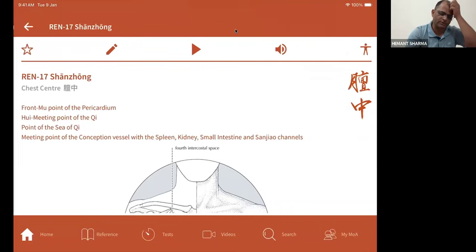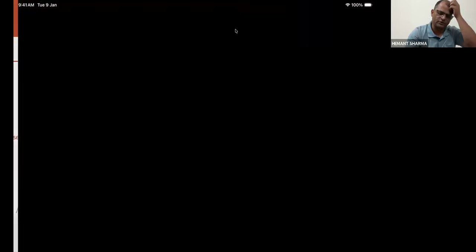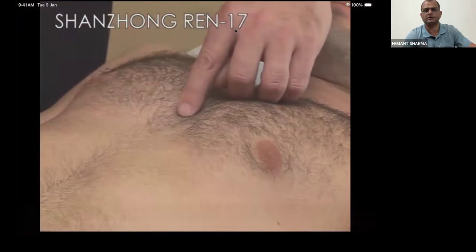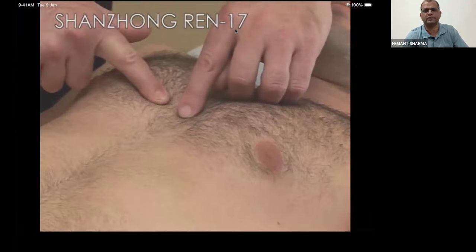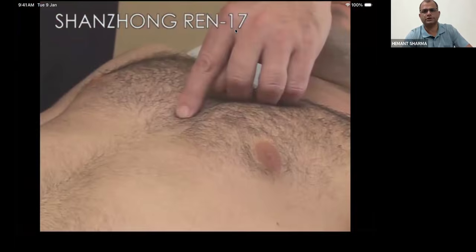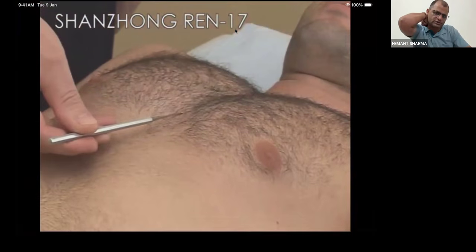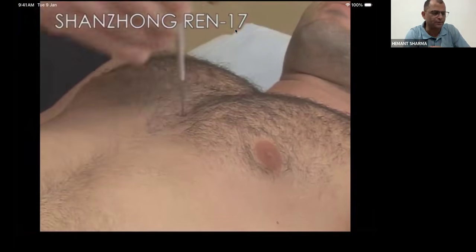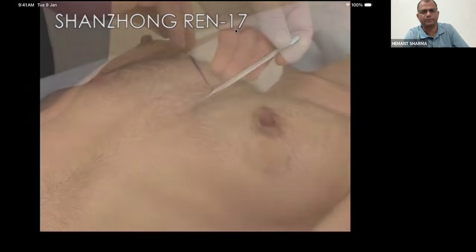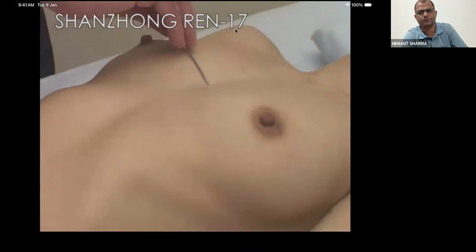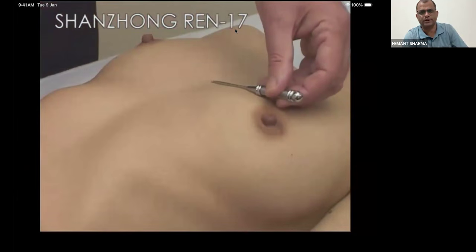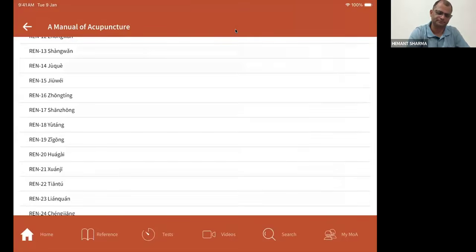Now, if we go in between the nipples, look at the area in between the nipples. This is CV17 or Ren17, exactly the area in between the nipples. CV17 is wonderful because CV17 is the alarm point. I will be discussing very shortly that CV17 is the alarm point of the pericardium. We can look at this image. So this is the location of CV17.